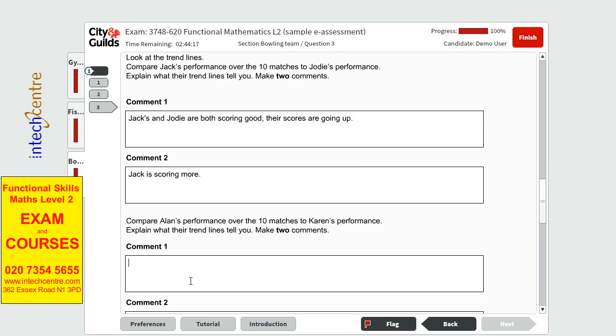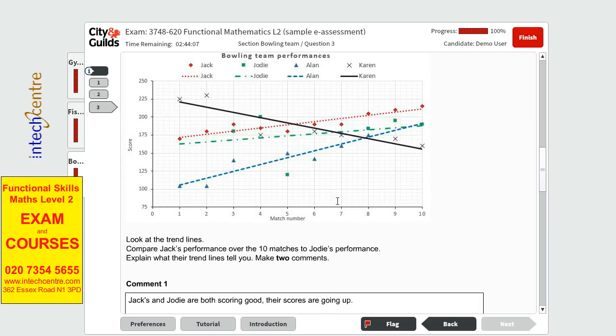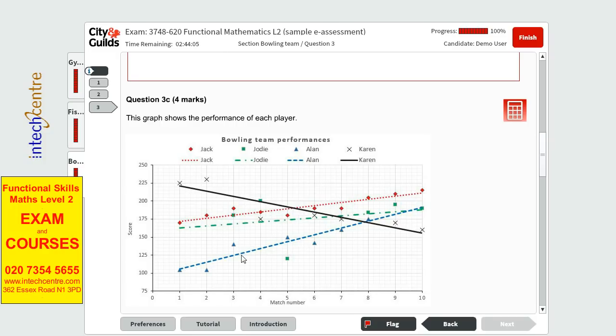Now we have to compare Alan's performance over the 10 matches to Karen's performance. We have to explain what the trend lines tell us. We have to make 2 comments. So if we look at Alan and Karen, Alan is blue. He's going up. He started at the bottom, we could say. And then Karen started very well and then has decreased.